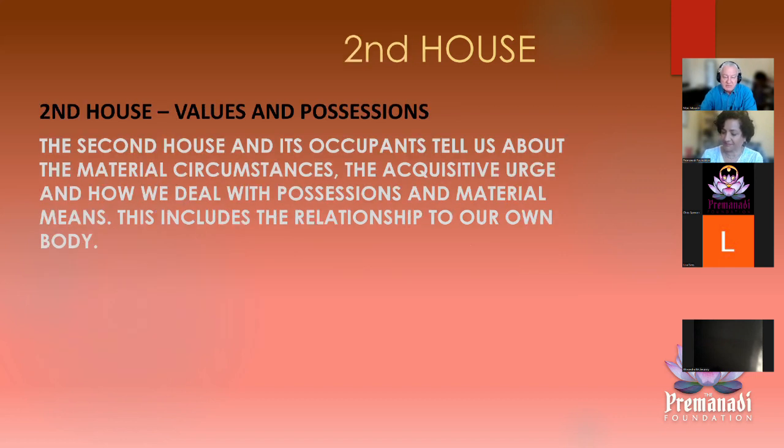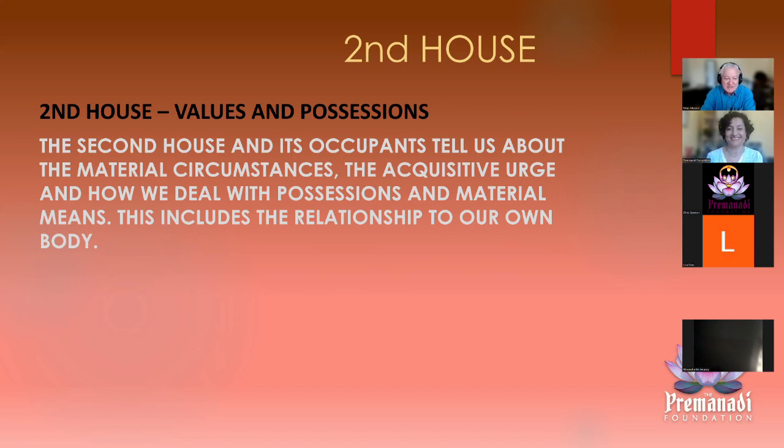The second house, which is the house of Taurus, if you will, originally, because Taurus is the second sign of the horoscope from Aries. The second sign is Taurus. The second house is the house of Taurus. What do we associate Taurus with? Well, a field, for example. You plow the field. You have values and you have possessions.